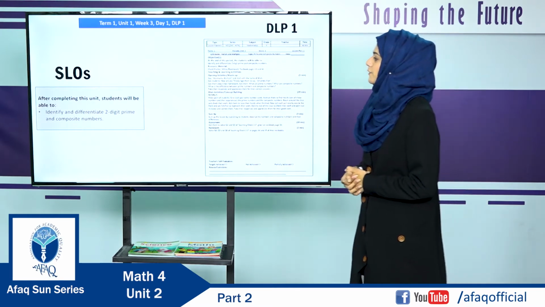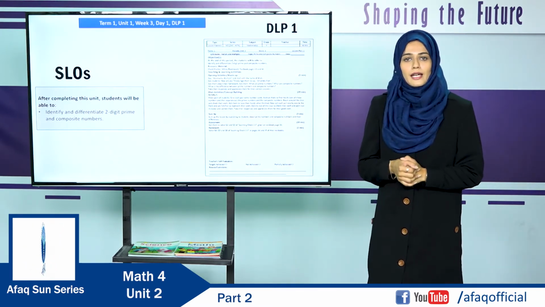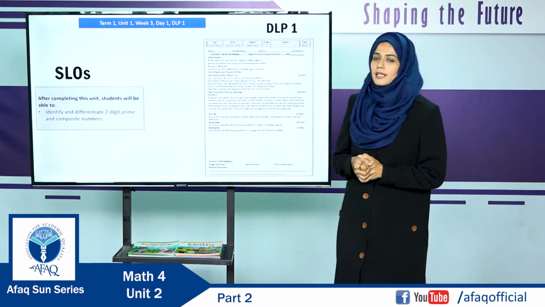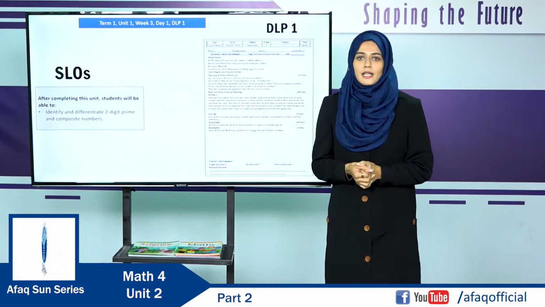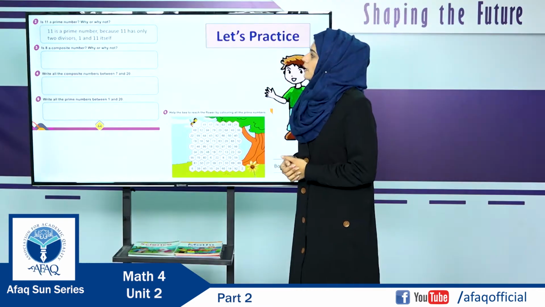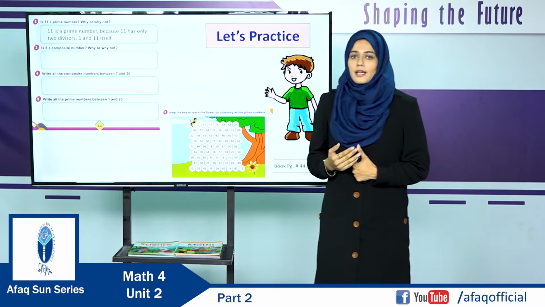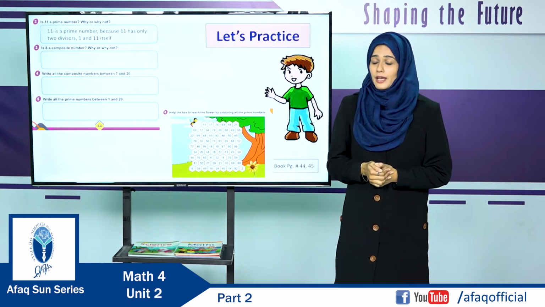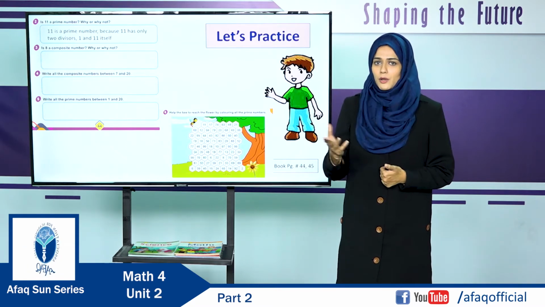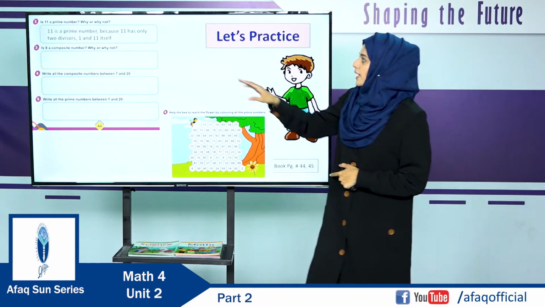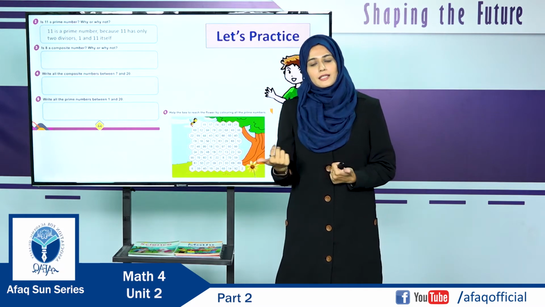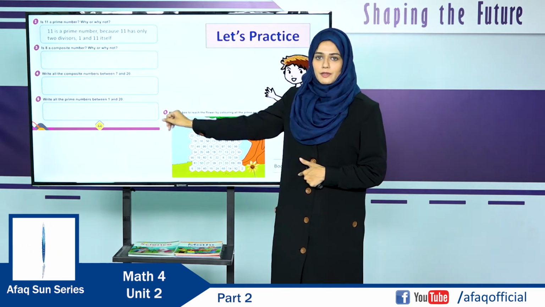It's an activity time. In this we are going to identify and differentiate 2-digit prime numbers and composite numbers. To cover this, the methodology has been provided in DLP1, which falls in term 1 unit 1 week 3 day 1, on page numbers 44 and 45. Here are the questions. Is 11 a prime number? Why and why not? You know why? Because prime numbers are those numbers which have only 2 divisors. So what about 11? Yes, 11 is a prime number because 11 has 2 divisors, 1 and 11 itself. So do the rest of this activity on your own.